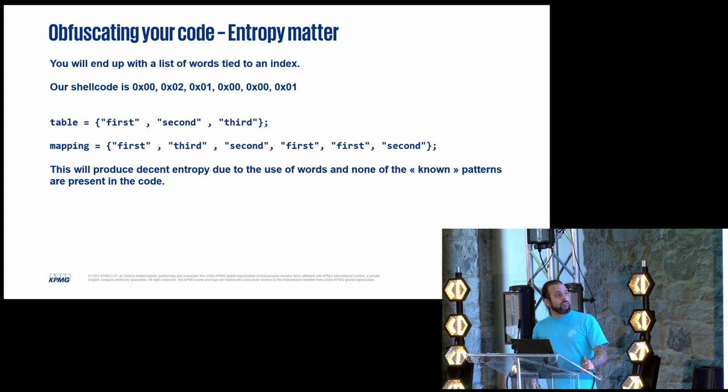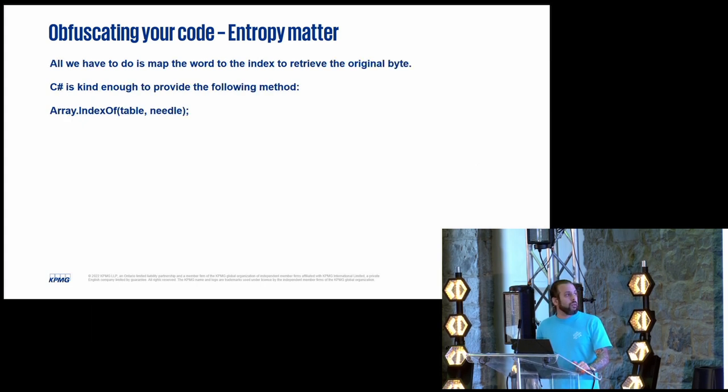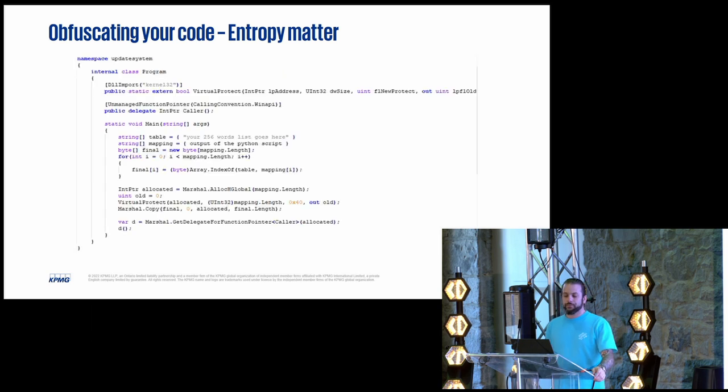Now, how do you actually deal with this? Lately, I've been using a lot of C# for my payload. So you can literally just use a built-in C# capability, which is Array.IndexOf. The point is you're going to provide your needles, which is whatever bytes you're trying to map back to whatever is in your table, and you're going to get the offset, which will eventually be converted into the byte associated with the original shellcode payload.